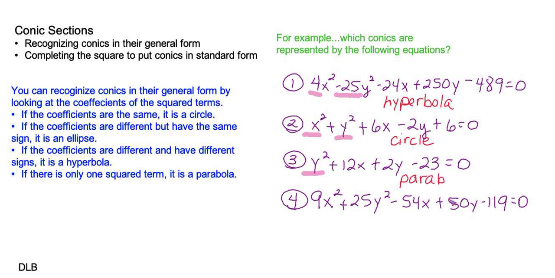And finally, on the last one, notice we have the coefficient 9 and 25. They have the same sign. They are both positive, but they're different numbers, so that makes it an ellipse.